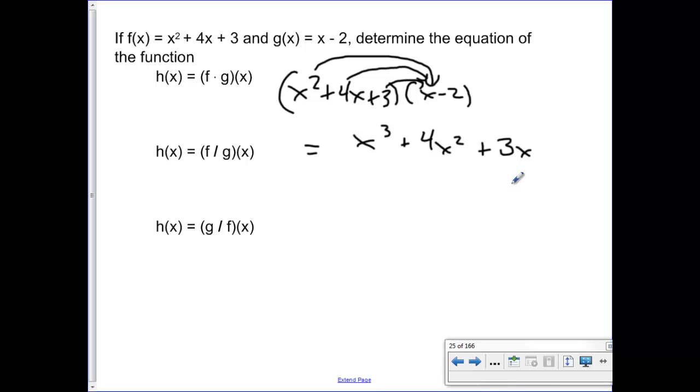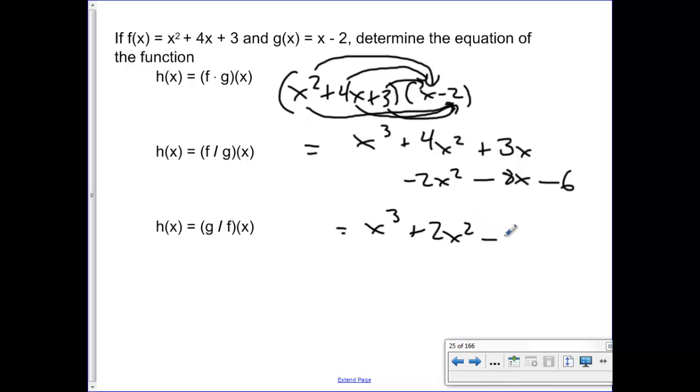Then I still have to do the other one, and I'm going to put that underneath. So this guy times negative 2 is negative 2x squared. This guy will give you negative 8x, and that guy will give you negative 6. What's your last step? Combine them, put it all together: x cubed plus 2x squared minus 5x minus 6.